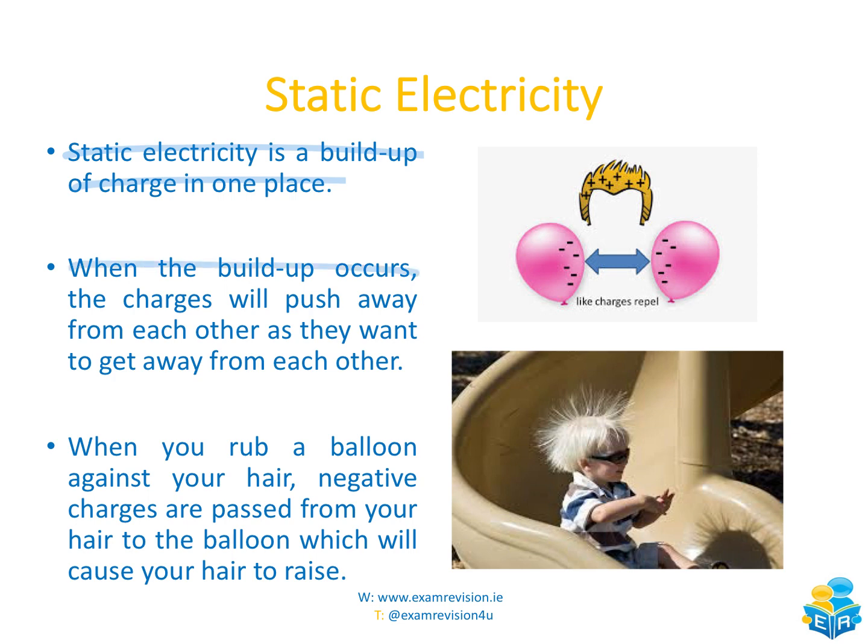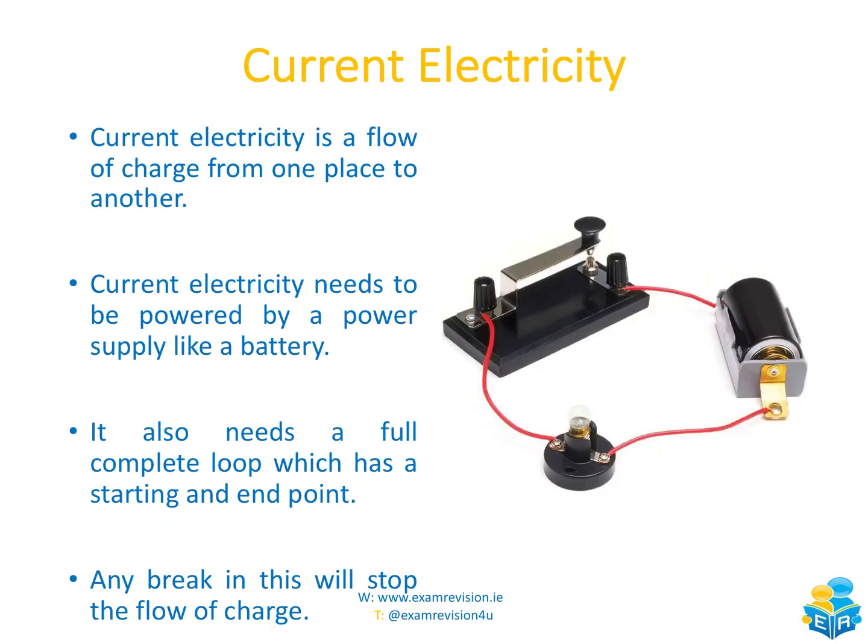When the buildup occurs, the charges will push away from each other as they want to get away from each other. We can see that over here, the like charges are repelling. When you rub a balloon against your hair, the negative charges that were on the balloon will be attracted to or passed to the positive charges that are in your hair, and this is going to cause your hair to rise. So that's static electricity, a buildup of charge in one place.